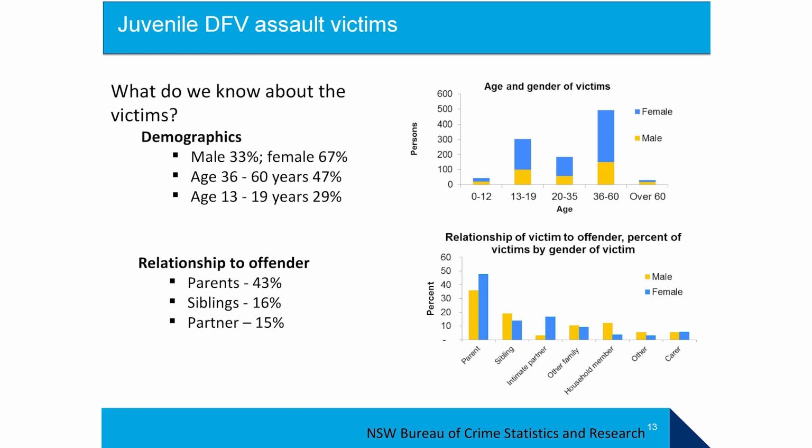In this chart, males are represented by the yellow bar and females by the blue bar. There is some difference in the relationship between victim and offender, particularly when it comes to intimate partner violence, where the vast majority of victims were female. Again, there is only a small proportion of male victims who were intimate partners of the offender.